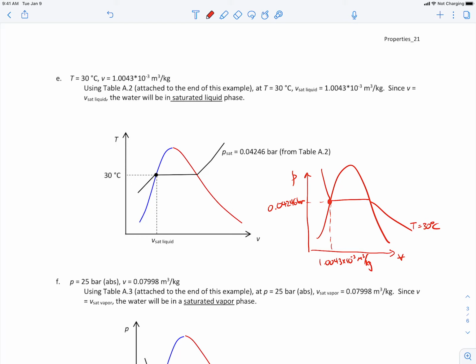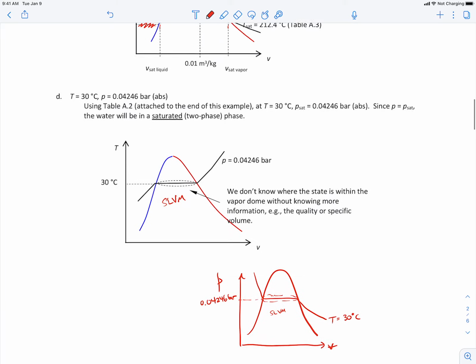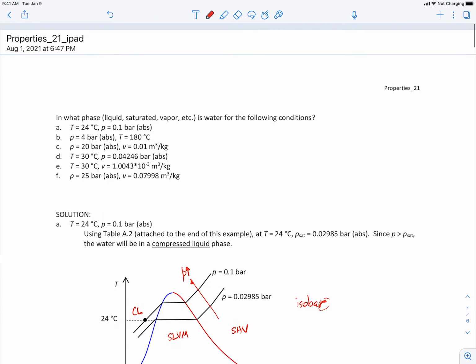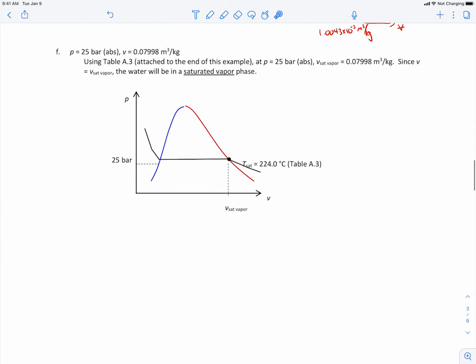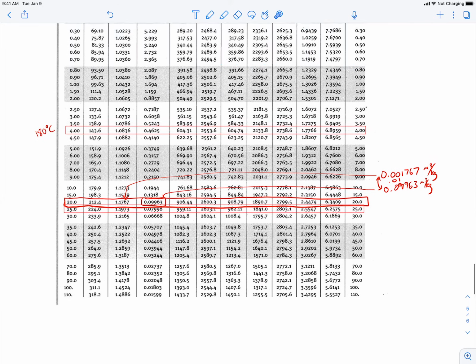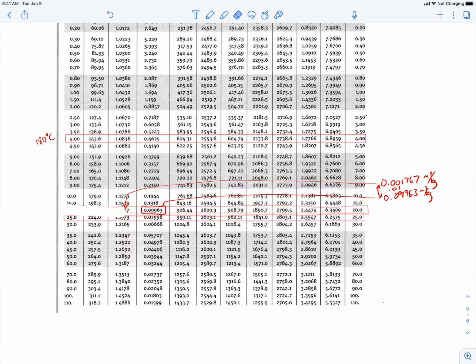Okay, now the very last one, go all the way back up here, is the pressure of 25 bar and a specific volume of 0.07998. So for that one I'll go to my saturated liquid vapor mixture table organized based on pressure, because 25 bar is a nice even pressure to use. So let's go all the way down for that. So that's this one. Let me erase the other markings so it's clearer. It's the one that's boxed in red here.